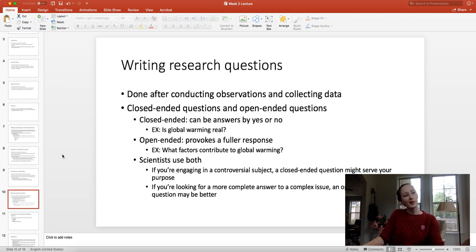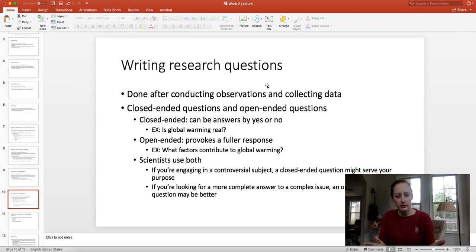As I said, writing research questions is very important to the natural sciences, and it is done after conducting observations and collecting data. Now, there are two types of questions that you can formulate. There are closed-ended questions and open-ended questions. Both are fine. It just depends on your purpose and the topic for which kind of research question a natural scientist is going to formulate. So remember how we talked about rhetorical situation last week, and that's purpose, audience, genre, stance, media, and design.